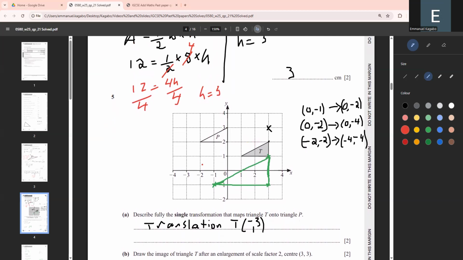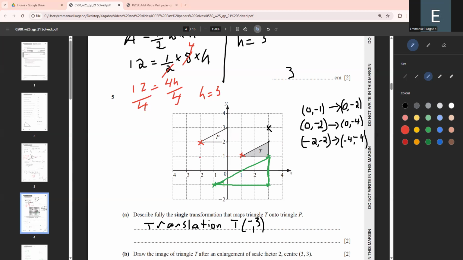The question is about transformation. Describe fully the single transformation that maps triangle T onto triangle P. This is triangle T and this is P. P is exactly the same as T, just moved from one place to another. That's translation. Now, if it's translation, how many steps does it move? I can take one point. It was here, now it's here. How many steps did it move? I'm picking one point and its corresponding point.